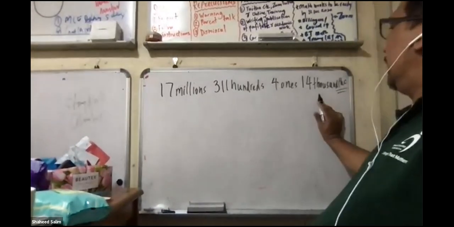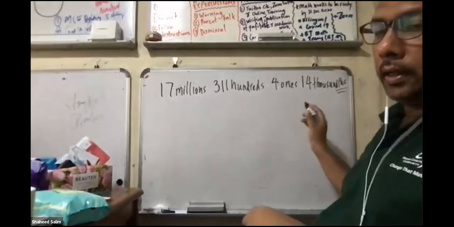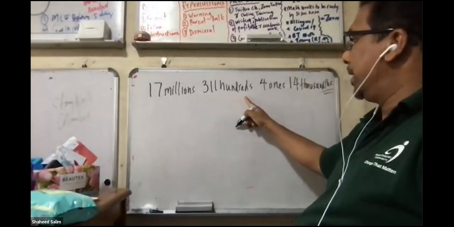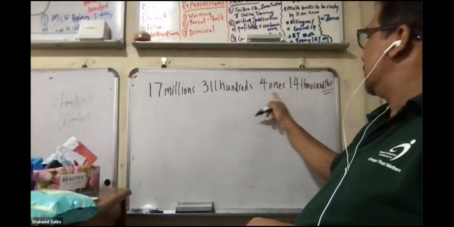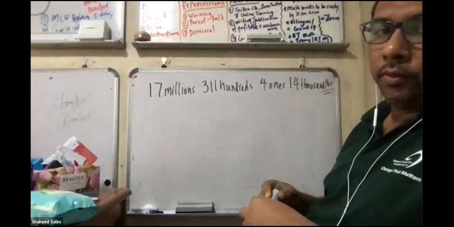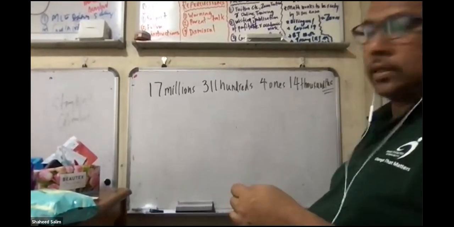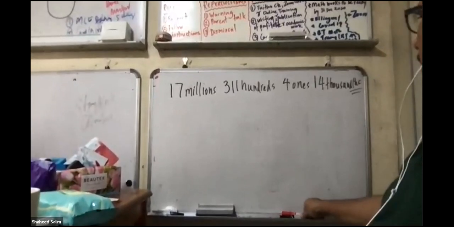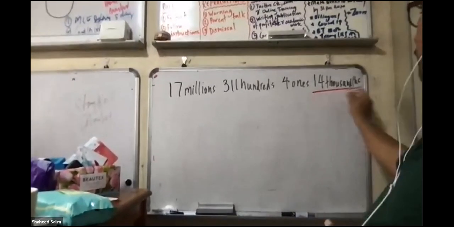There's only 14,000. All right, now here: 17 million, 3 hundreds, 1 hundredth, 4 ones, 14,000 with a TH. You can see, this one is the TH. There's only one with a TH here.